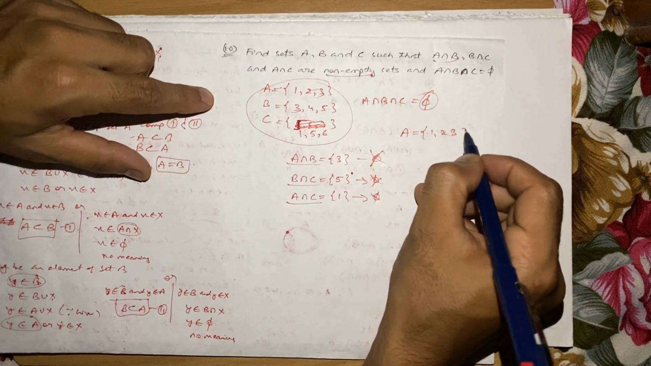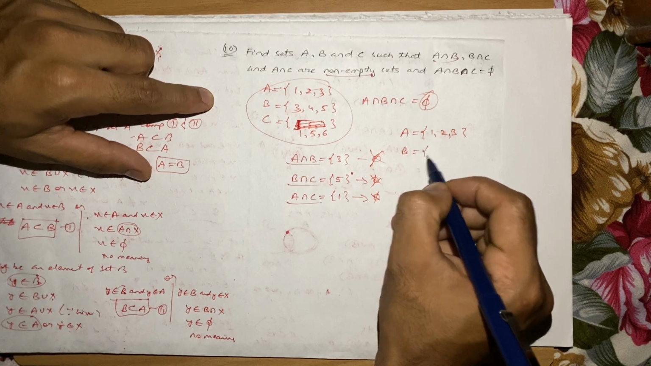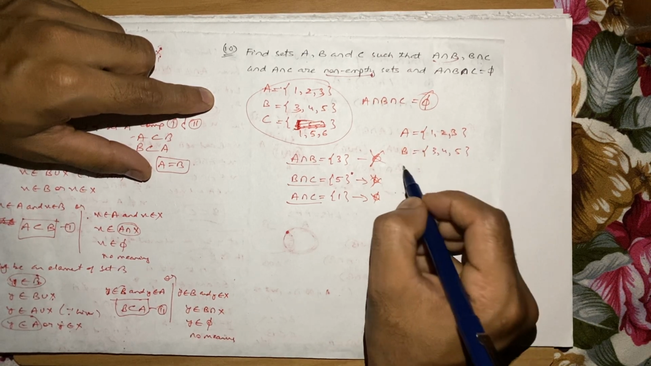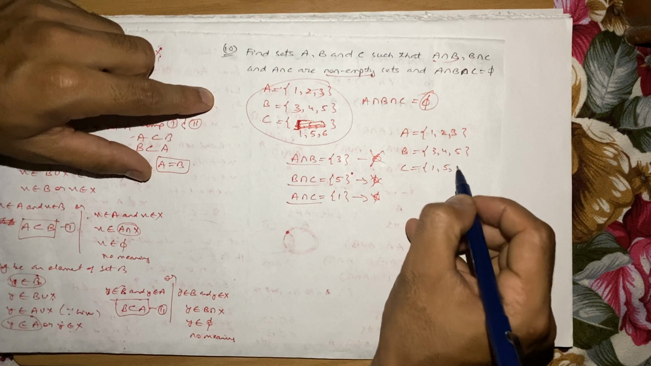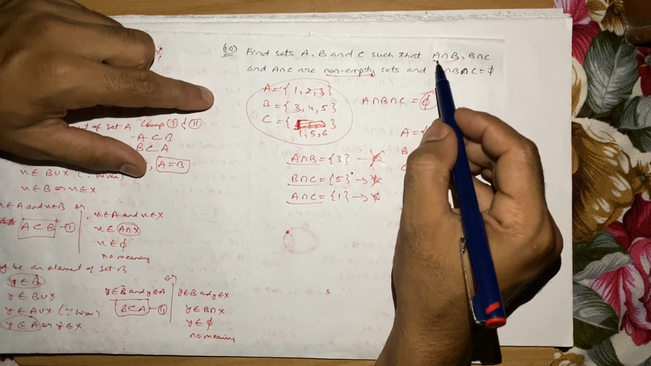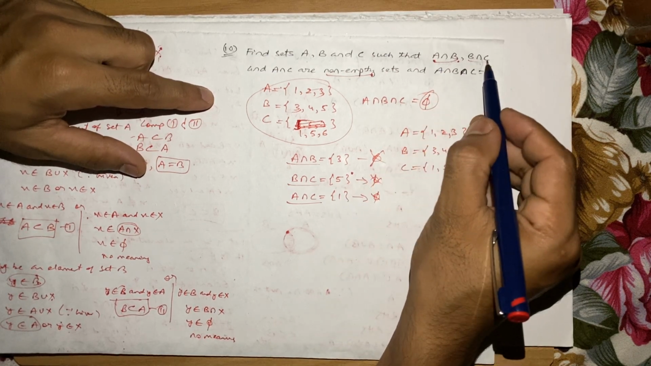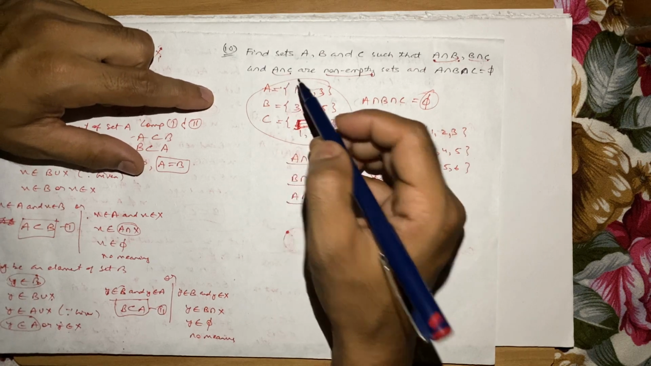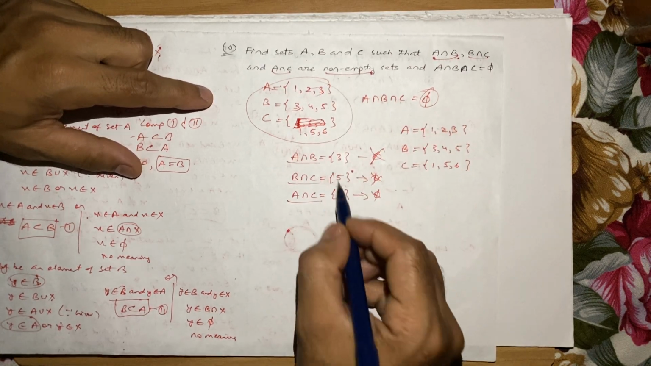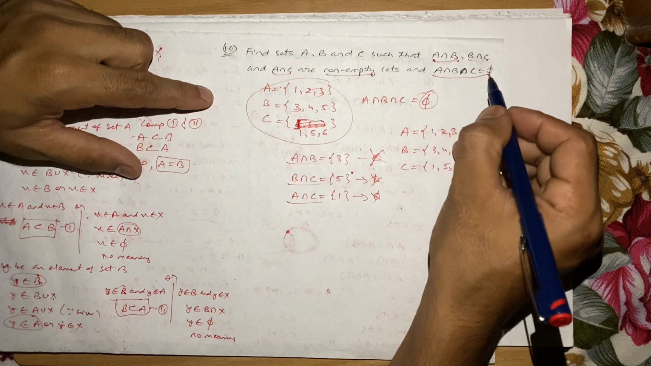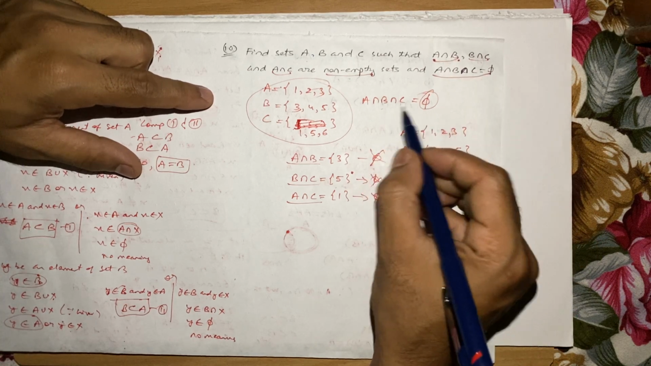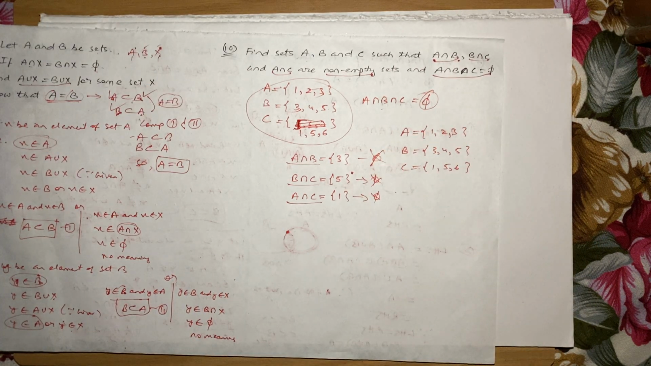1, 2, 3 are the elements of the set A. B will be what? 3, 4 and 5, and C will be 1, 5 and 6. So that whatever is told in the question, A intersection B, B intersection C, and A intersection C are non-empty sets. See, all of them are non-empty, and this should be an empty set. See, this is empty. Okay, so this is it for today. This was the solution of the whole miscellaneous examples and the exercise.